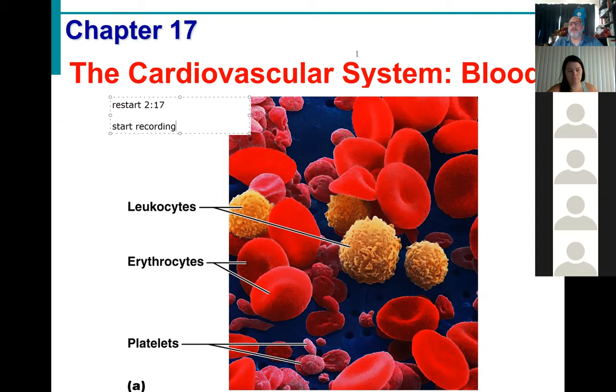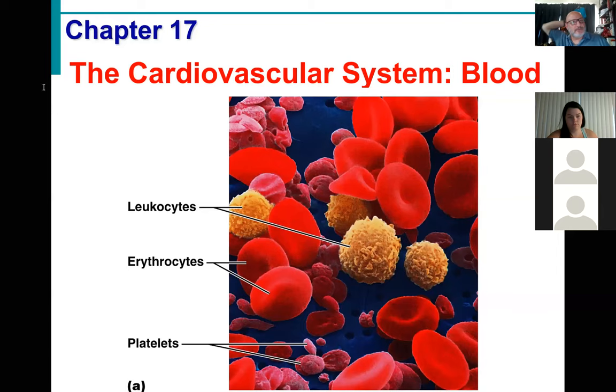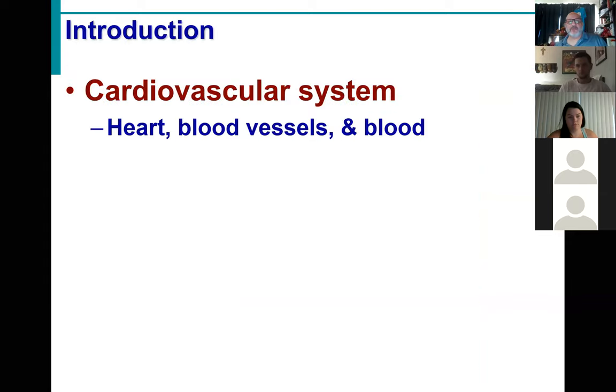All righty, excellent. Let's go ahead and get started. So last thing we need to cover for today is we want to start talking about the blood. We've talked a lot about our cardiovascular system, the blood vessels and the heart, but now we have to talk about what they contain, and that is of course the blood. So again, our cardiovascular system includes the heart, includes blood vessels, and it includes the blood.